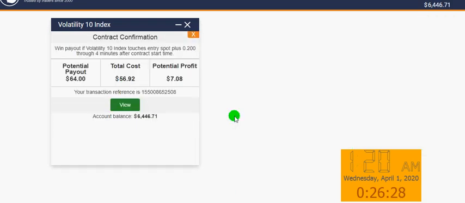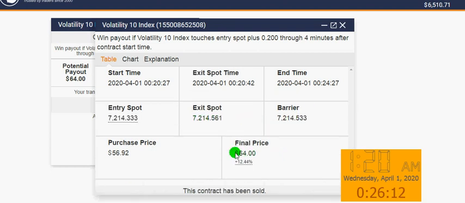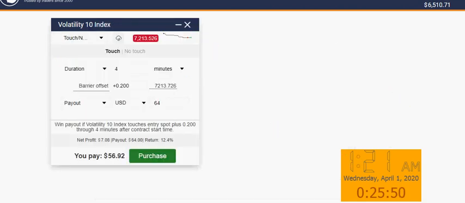Okay, our last trade. So this is the current spot 7214333. We are even close. 213932, 214 again. The barrier, we are close. You can see we won that trade again. So in about a few seconds, we won the trade. This is the exit spot 214561, and this is our barrier 533. So 561 exits 533. So we won all the trades.